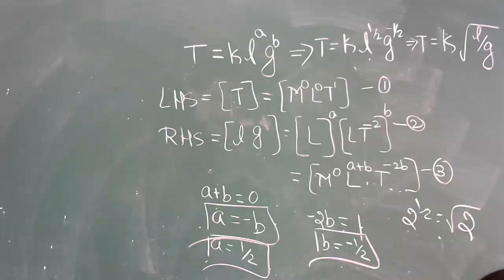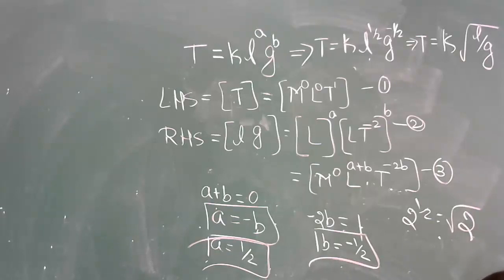Okay, so here I have taken one example. They may ask you any example. What you will do is, according to the question, frame the answer, meaning what you need to prove. Here, according to the question, what I need to prove is T is equal to k L raised to a, g raised to b. That is what you have written according to the question.